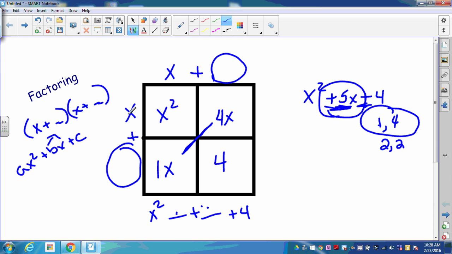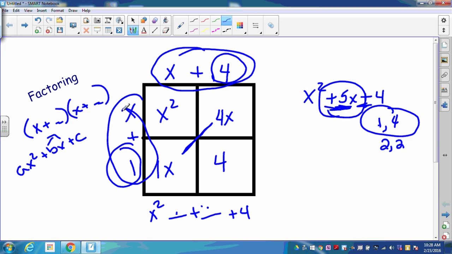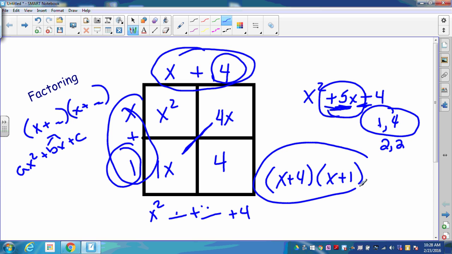So now we've determined that we've added 4x and 1x together to get that middle term of 5x. So what do I multiply x by to get 4x? Hopefully you're saying 4. What do I multiply this top x by to get 1x? I multiply it by 1. So now I have my factored form using the box method. The factored form for that trinomial or quadratic is x plus 4 times x plus 1.